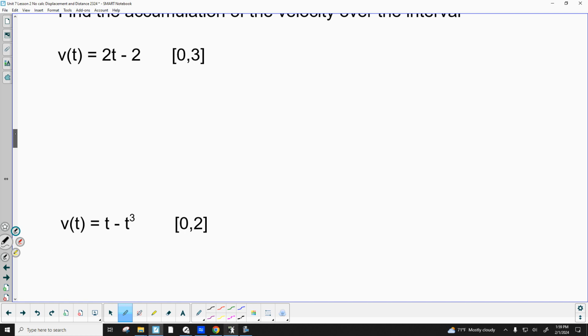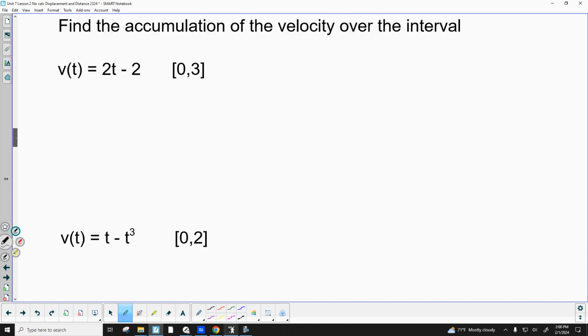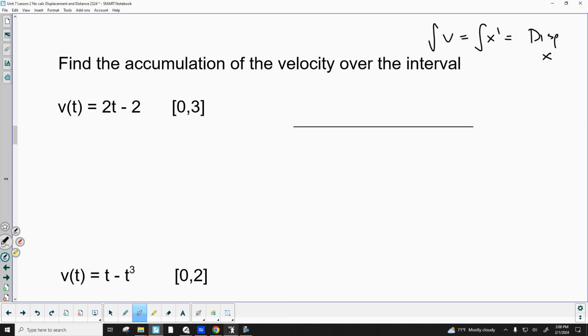Ready? I asked you to accumulate the velocity over the interval. Now, first things first, you understand that the accumulation of a velocity is the same as the accumulation of a derivative, which is giving you a displacement of position, how my position is changing. Here's how we're going to do it. Ready? You're going to throw down a sign. You're going to throw down 0 and 3.